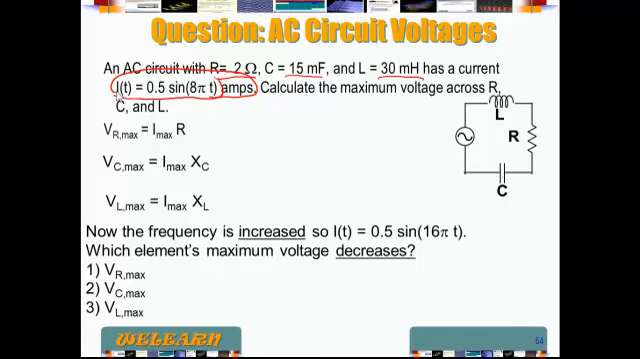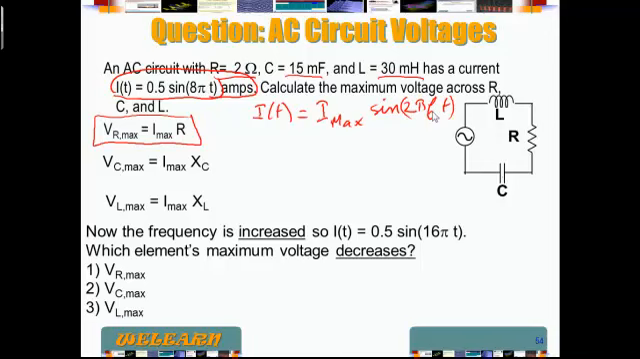Remember Ohm's law for the maximum voltage across the resistance. V is equal to Ri. So V max is going to be I max R. In the expression for I, remember what that expression means. It is I max, or the amplitude of the current, sine of 2 pi ft. That's the expression. So we just compare both expressions.